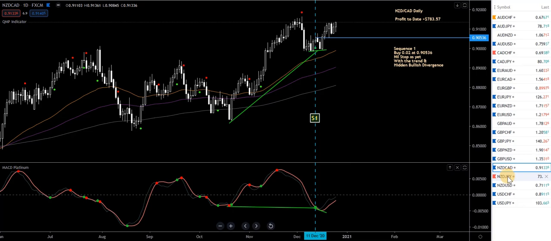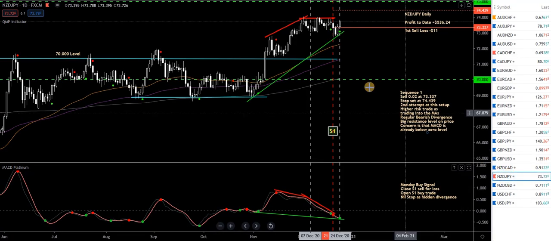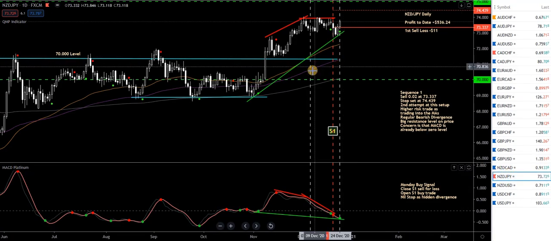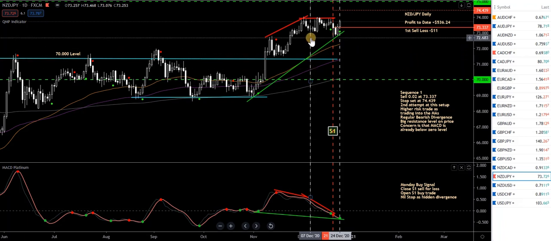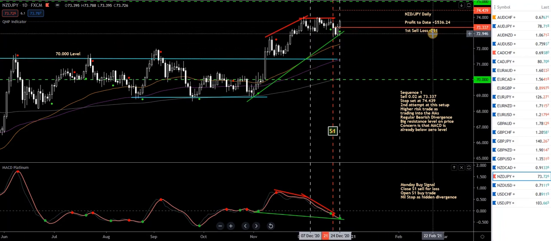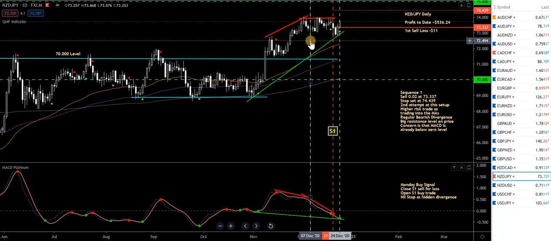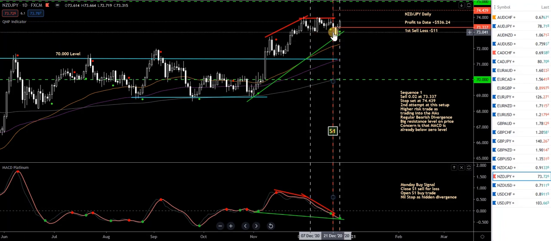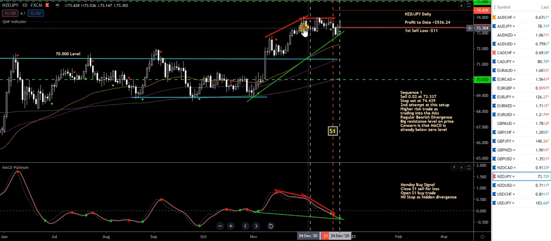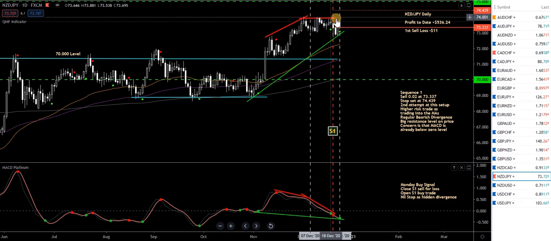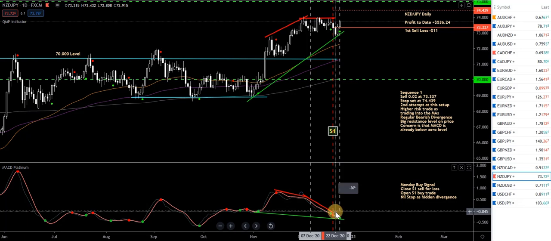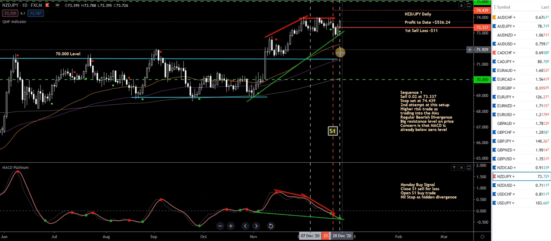New Zealand yen highlighted in pink, must mean something's happening. Yeah, this one's been causing me a bit of grief lately. I took one sell, took a loss of $11. So the sell was in there, loss of $11. Then I've had another go at it based on this nice little top here and the divergence, even though the MACD Platinum's below the zero level, and it's gone against me.